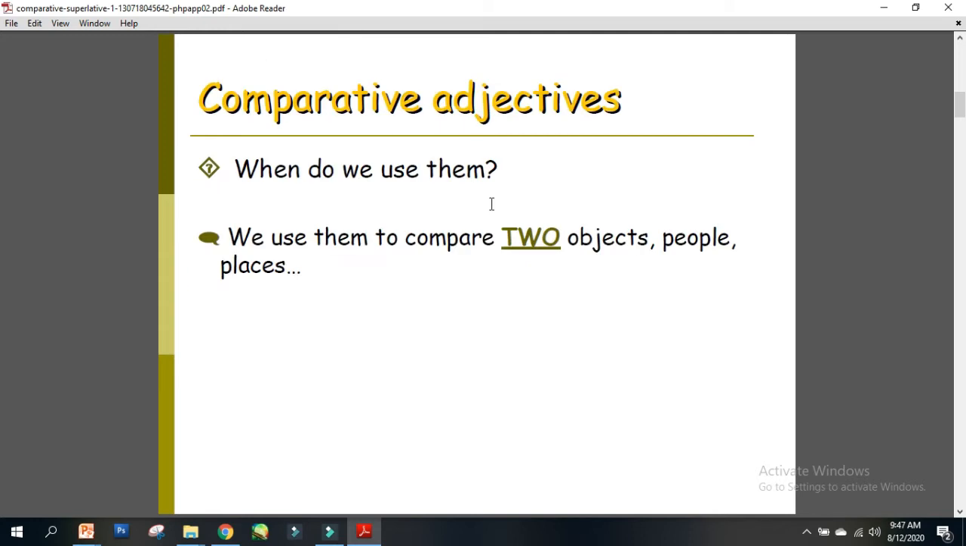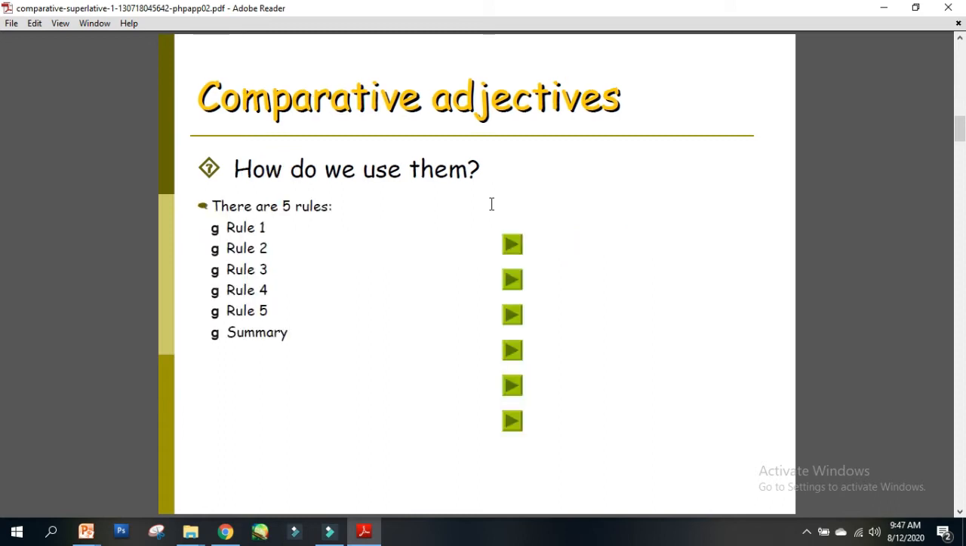Comparative adjective, or I usually call it comparative degree. When do we use it? We use the comparative degree to compare two objects. It can be people, objects, or places. So if you want to compare, untuk membandingkan dua benda, dua orang atau dua tempat, we use comparative adjective. How do we use them? There are 5 rules if you want to make a comparative adjective.